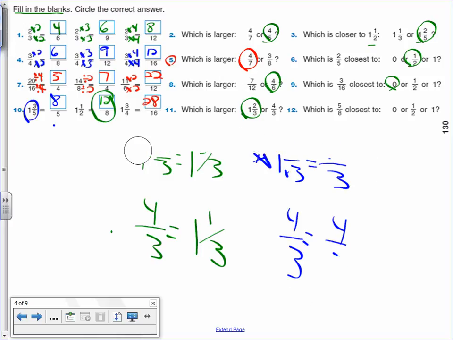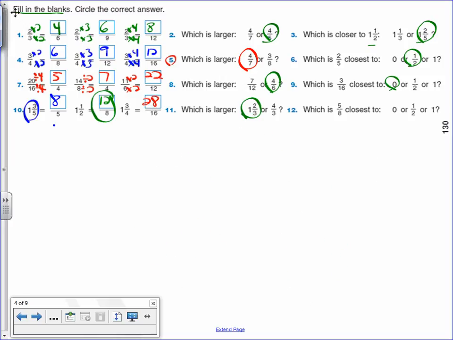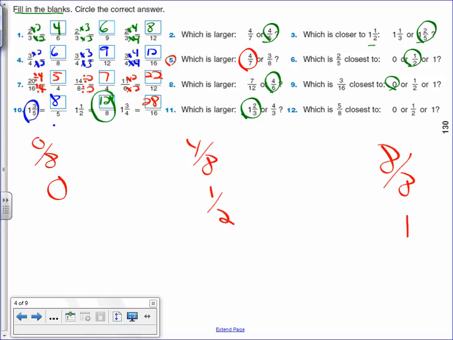One last problem here, kids. Which is 5/8 closest to? 0, half, or 1? Well, 8/8 is 1. 0/8 is 0. 4/8 is half, because half of 8 is 4. 5/8 would be right here, so we know it's closest to half.